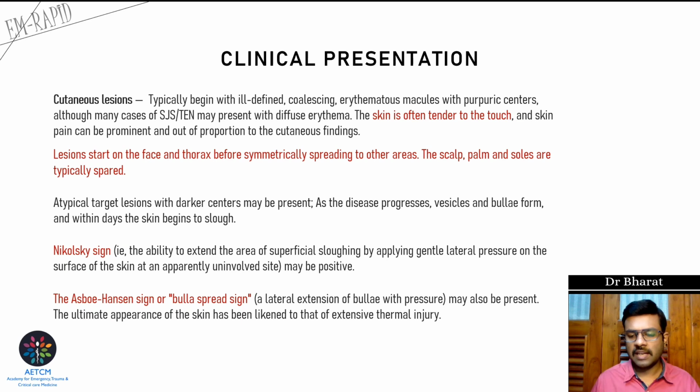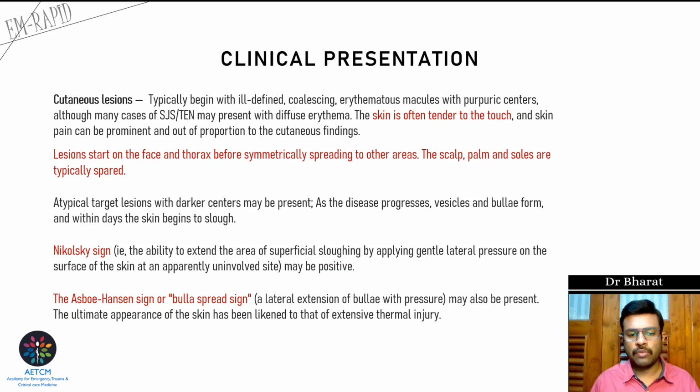Nikolsky sign, that is the ability to extend the area of superficial sloughing by applying lateral pressure on the surface of skin at an uninvolved site, can be positive. Basically, in a patient with SJS/TEN, in an area of skin where there are no bullae or blisters, if we exert lateral pressure on the surface of the skin, it can induce sloughing, even though visually the area looks unaffected. That is known as Nikolsky sign.